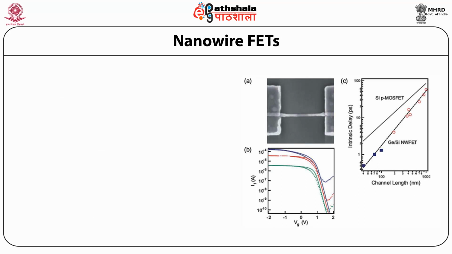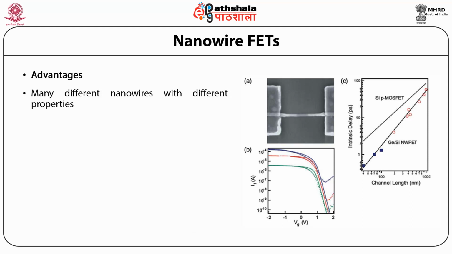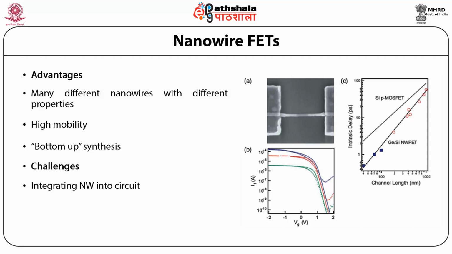Nanowire FETs. This is the SEM image of the nanowire FET, and these two are the graphs for the intrinsic delay versus the channel length, and the graph below for the current versus voltage. It has many advantages: many different nanowires with different properties can be prepared, they have high mobility, and the bottom up synthesis method is used. Now there are various challenges as well: integrating nanowires into a circuit, and the control of the growth and the dopants.